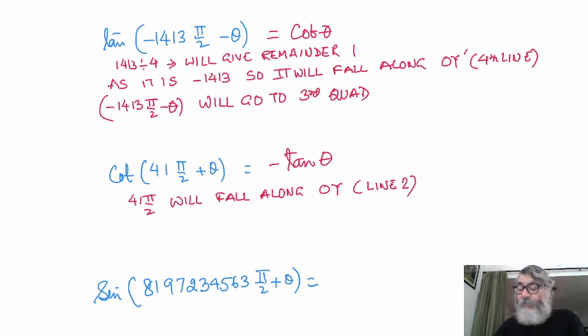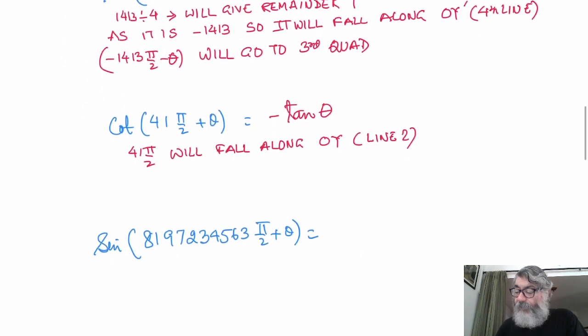Let me do one more because I don't want to go beyond a certain time. Now let us see 8197234563. Hell of a big number it is. You may not come across it actually. You may not have to deal with it, but just for practice I have taken it. Take the last two digits, 63. Divide 63 by 4. 4 15s are 60 directly, and 3 is the remainder.